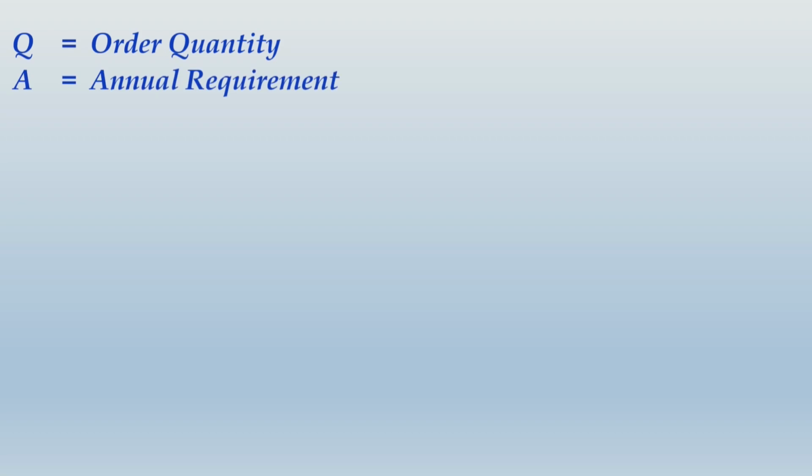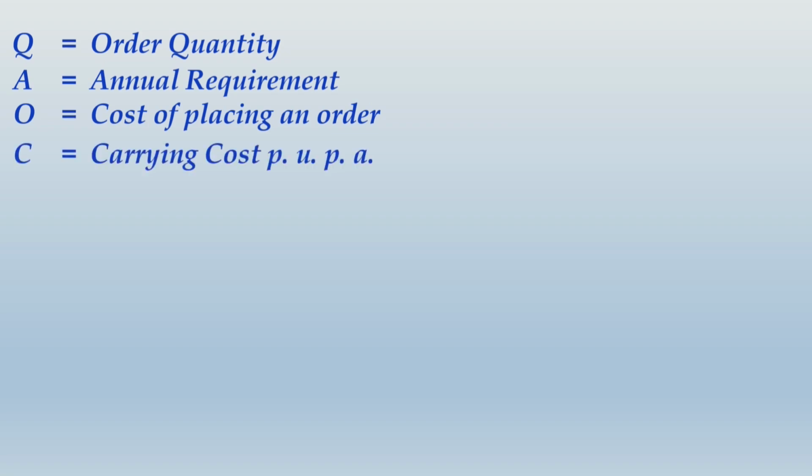A is the annual requirement. Now Q, when I say order quantity, I am not emphasizing that Q should be economic order quantity. It could be any order quantity. A stands for annual requirement, O stands for cost of placing an order, and C stands for carrying cost per unit per annum. I told you I'll give you enough time to note this down. As of now, concentrate on what I'm showing on screen.